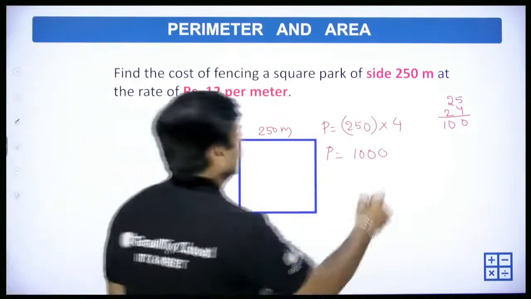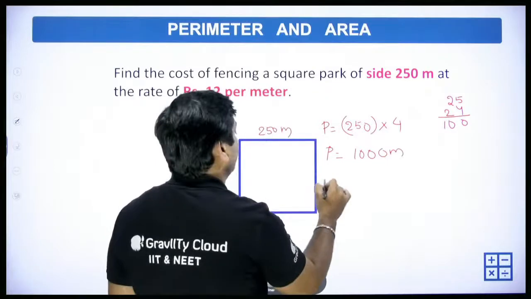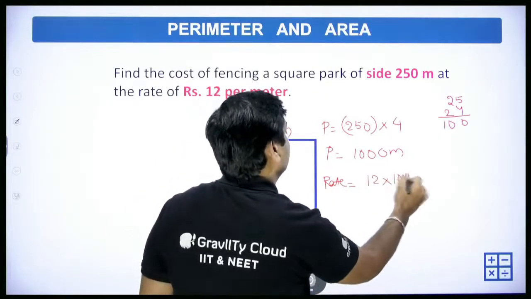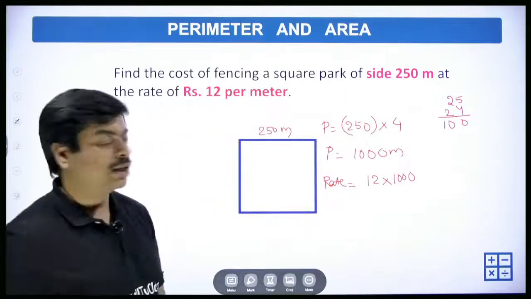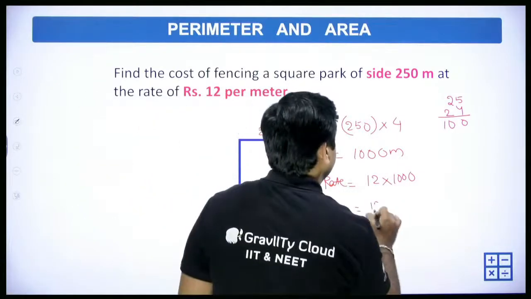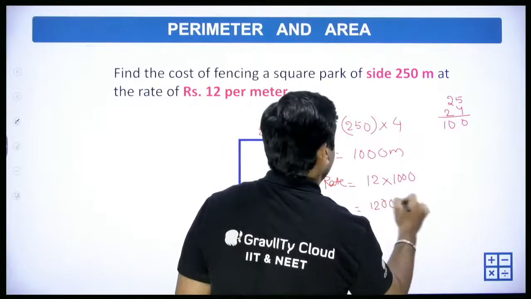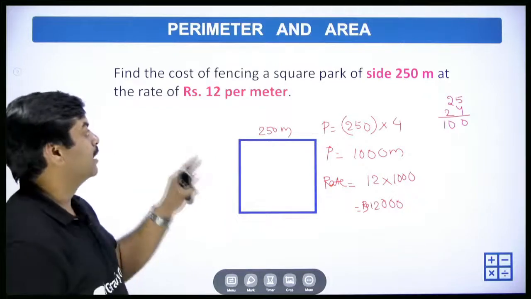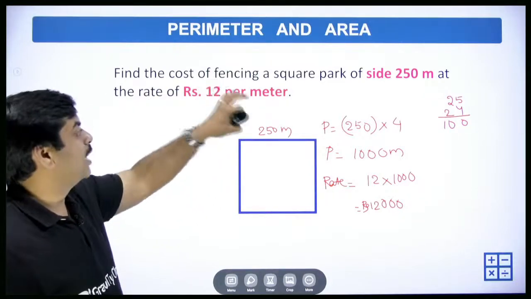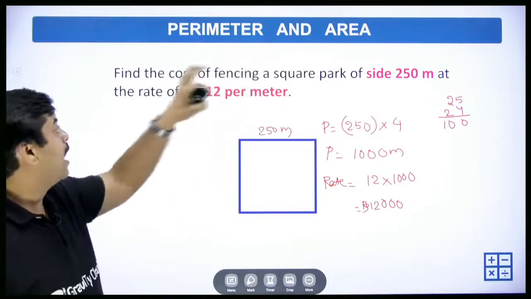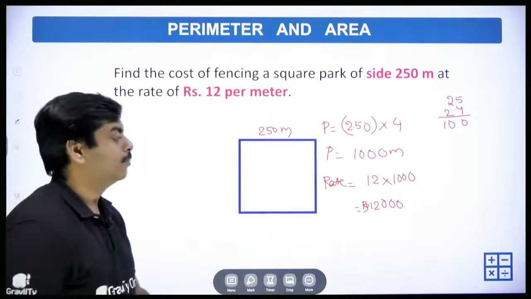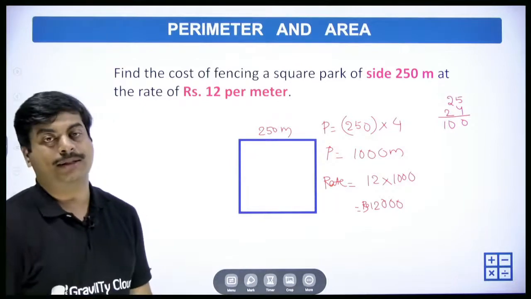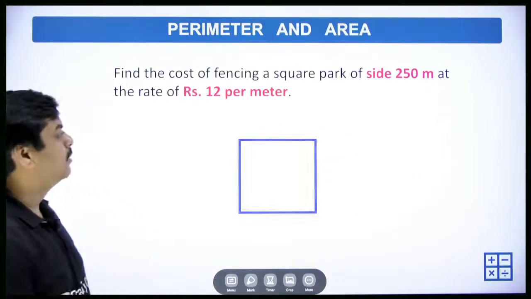The perimeter is 1000 meters. Now the rate is rupees 12 per meter, so rupees 12 into 1000 meters gives 12,000 rupees. So the total cost is 12,000 rupees. A simple, very straightforward question.